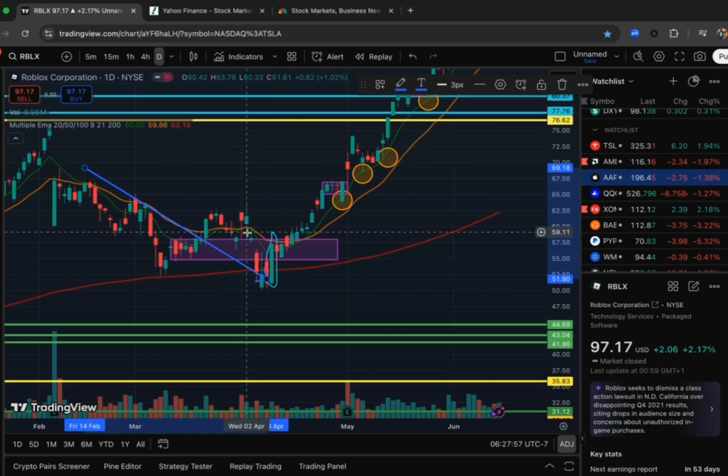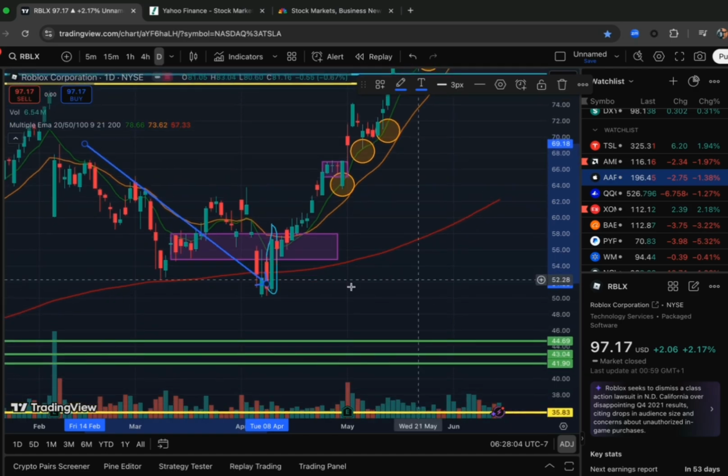Ignore my purple zone. That's there for a reason. Price came below the moving average. It started selling off, right? People, this is the thing. The moment price closed below the 200 moving average, it's now below all the moving averages. That is actually a bearish signal.